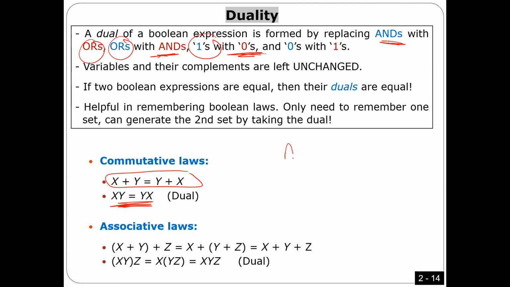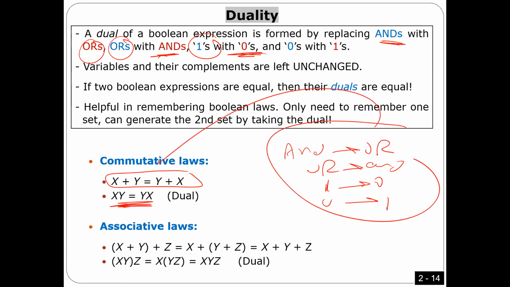Again, if you have AND, make it OR. If you have OR, make it AND. If you have 1, make it 0. If you have 0, make it 1. So if I apply this to any expression, I'm going to get a second expression that's also true. Why is this interesting? This is interesting because you need only memorize half of the theorems, because you can derive the other half by the dual.